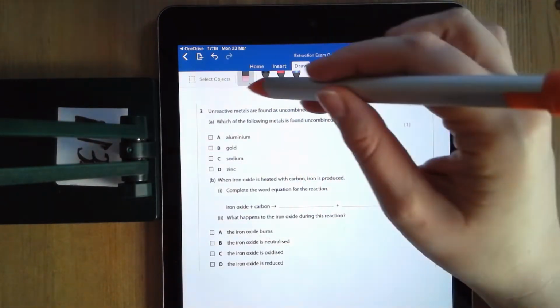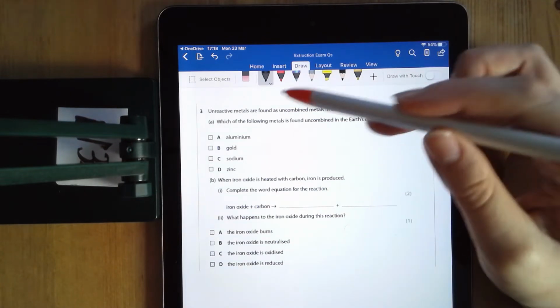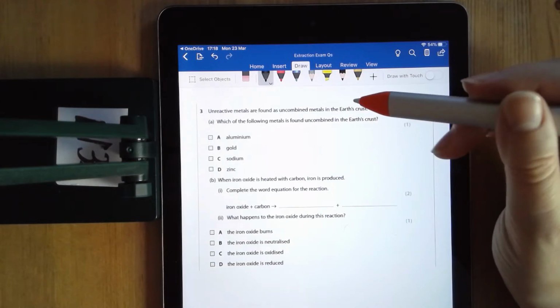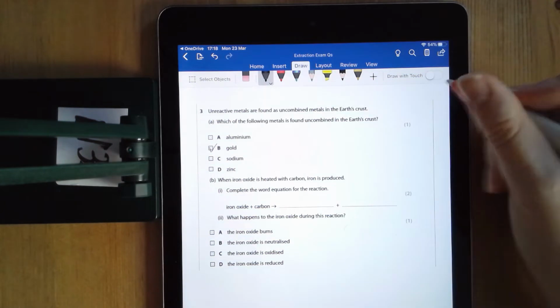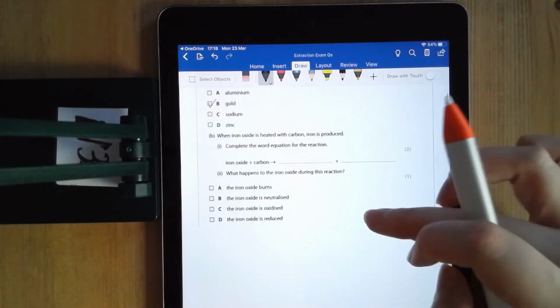But hopefully you will have been able to answer some of these questions. So the first one, which of the following metals is found uncombined in the Earth's crust? It gives you 4 answers. Your answer is going to be gold. Okay, gold is unreactive. Because it's unreactive, it's found as a pure metal. So hopefully you got that one right.